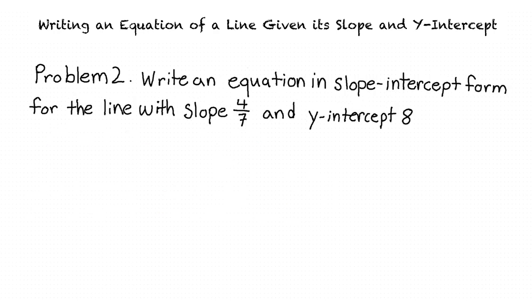Problem 2 asks us to write an equation in slope-intercept form for the line with slope 4 over 7 and y-intercept 8. Using the same method as before, we will take note that m equals 4 over 7 and b equals 8. We can now substitute our values for m and b into the slope-intercept form equation. So our equation in slope-intercept form for a line with a slope of 4/7 and y-intercept of 8 would be y equals 4/7 times x plus 8, right?